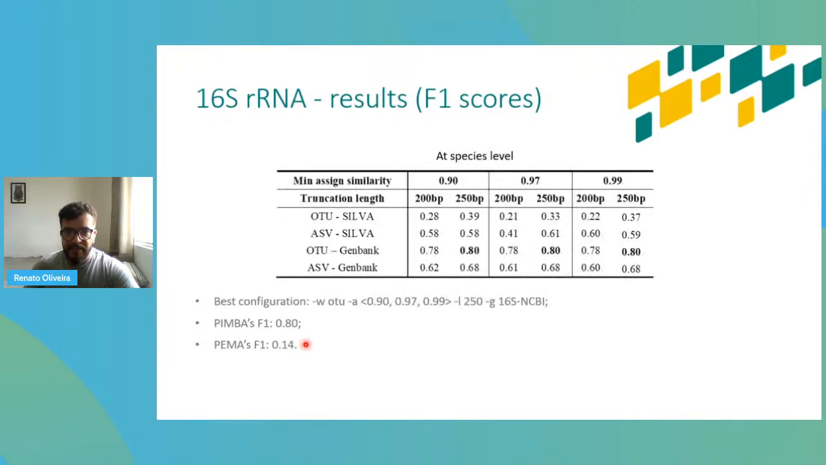At the species level, we can see that the best configuration was using the OTU strategy with the GenBank database at similarities of 90, 97, and 99%, but with a truncation length of 250 base pairs. With this configuration, PIMBA obtained an F1 score of 80% against 14% for PEMA.